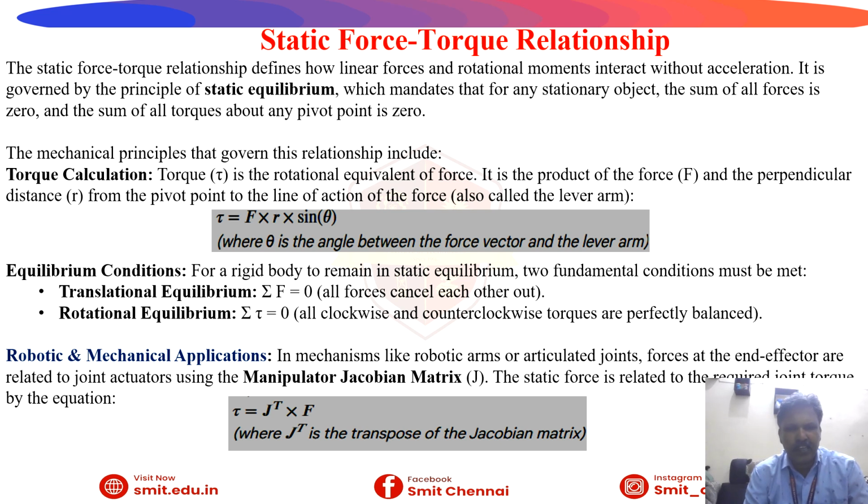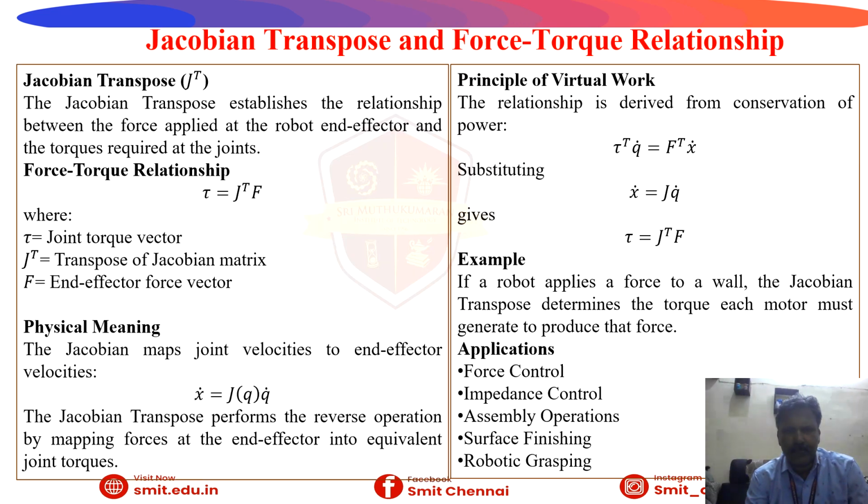Robotic and mechanical application. In mechanisms like robotic arms or articulated joints, forces at the end effector are related to joint actuators using the manipulator Jacobian matrix J. Static force is related to the required joint torque by the equation tau equal to J transpose into F, where J transpose is the transpose of the Jacobian matrix. Then, Jacobian transpose and force torque relationship.